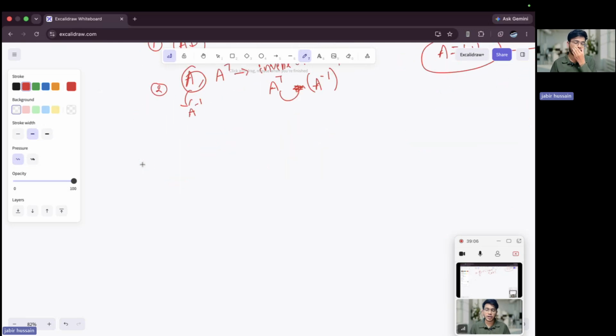Now let's talk about one last topic, which is symmetric matrices. This is a very important condition, right? If you have A and you know A transpose, and after swapping the rows and columns, you find that A is equal to A transpose, then you call that particular matrix a symmetric matrix.